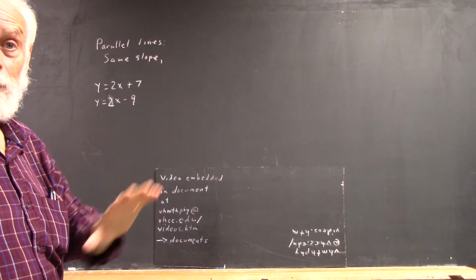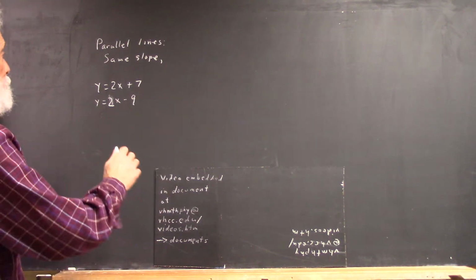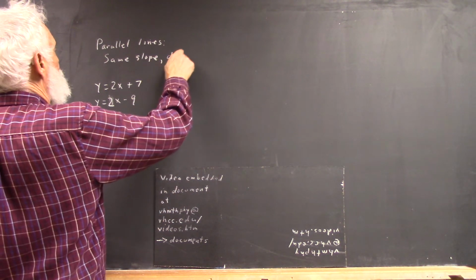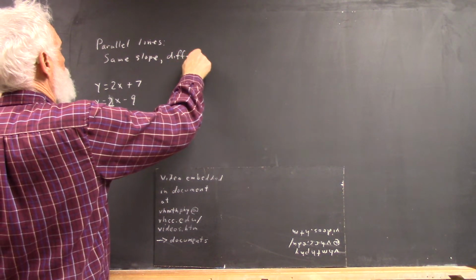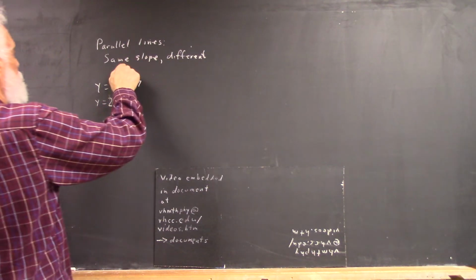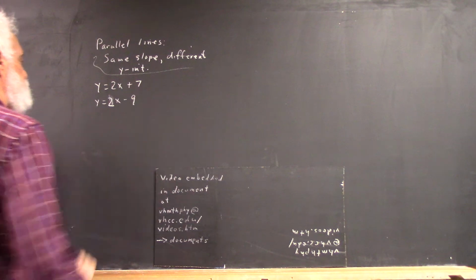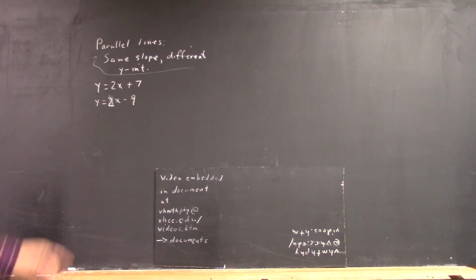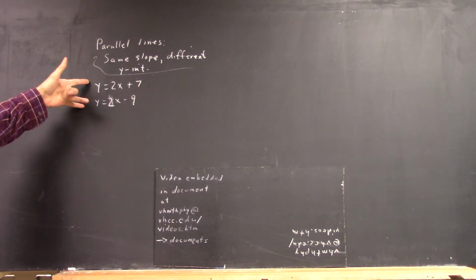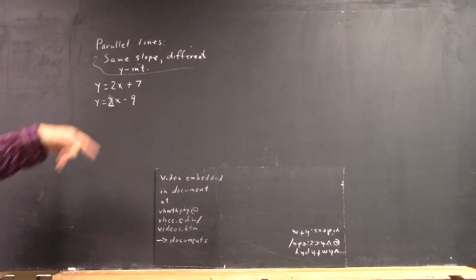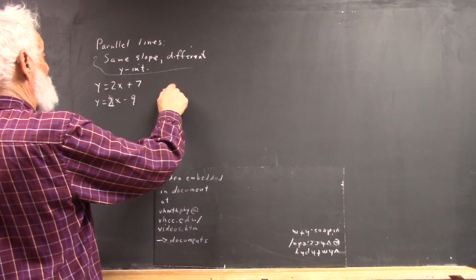They're going to be identical, right? So I'm going to say same slope, different y-intercept. Okay? These two lines should be parallel. These two lines have the same slope.